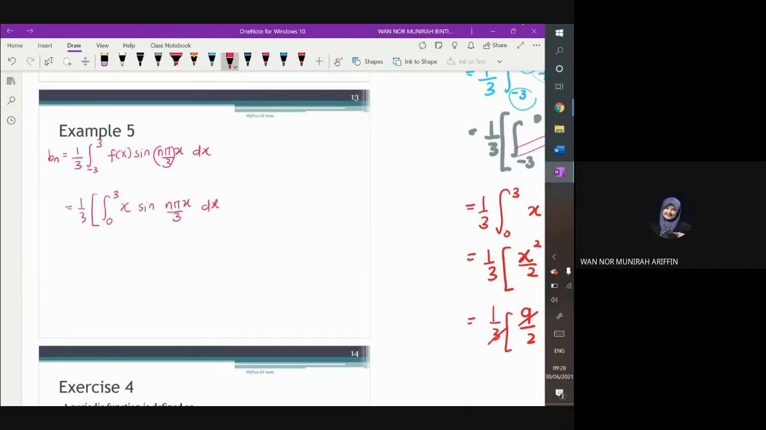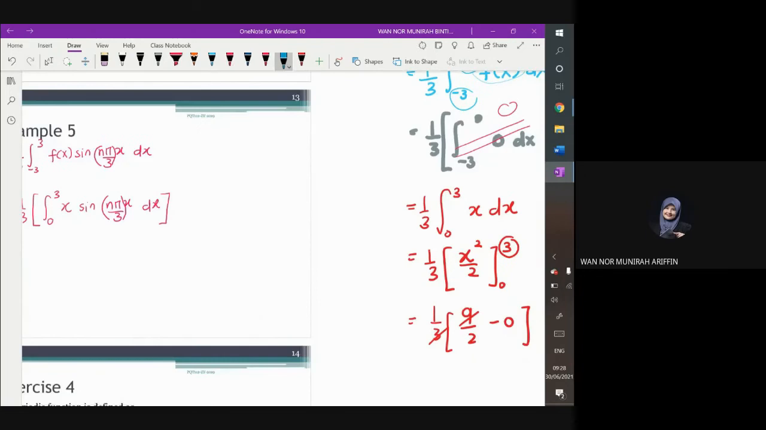This is just the same thing as what we have calculated before, but the difference is just on the sine and cosine. So we continue. U dv: this is x, this is sine n pi x over 3. Differentiate x, we get 1. Integrate sine is negative cos, copy n pi x over 3 again. What are the constants here? The constants are n pi over 3, so when you divide by n pi over 3, you will get times 3 over n pi. Okay, continue. 0.